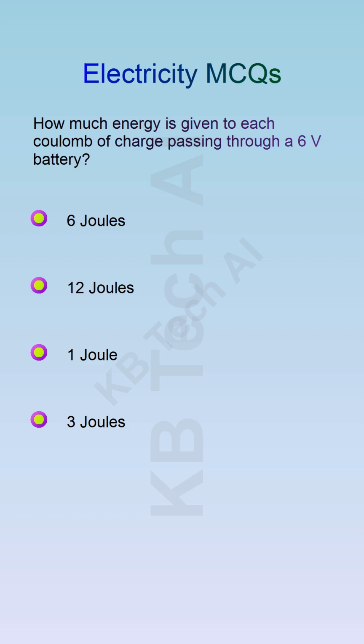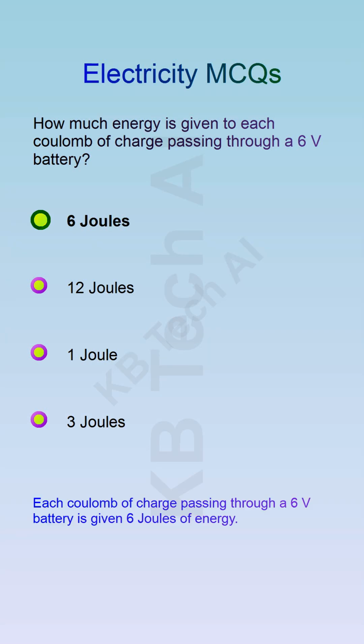points. How much energy is given to each coulomb of charge passing through a 6-volt battery? Option 1, 6 joules. Option 2, 12 joules. Option 3, 1 joule. Option 4, 3 joules. The answer is, option 1, 6 joules.